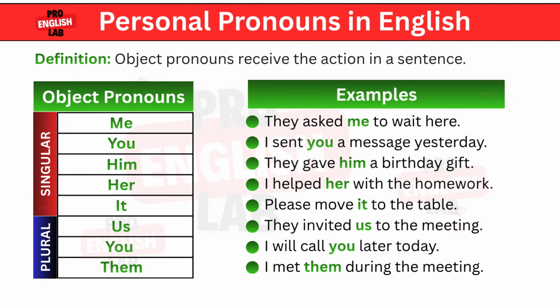Now let's make this even clearer. Again, we have singular forms and plural forms. Singular forms for object pronouns refer to one person or thing, such as me, you, him, her, it. Plural forms refer to more than one, such as us, you, them. Let's look at some examples.